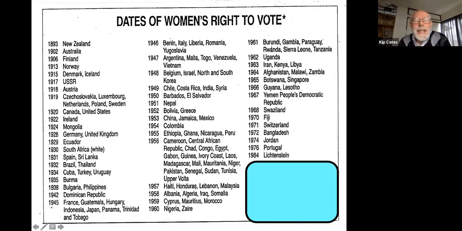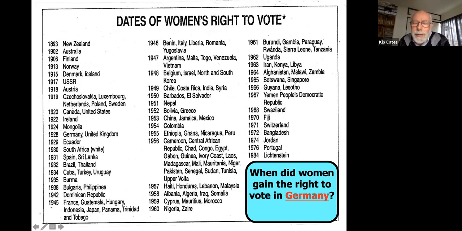This brings us to the next handout, giving students a list of the dates of women's right to vote. It's a fascinating list. Take a look. At the left, the earliest country, New Zealand in 1893, going all the way to the right, 1984, at the bottom on the right, Liechtenstein, European country, women didn't get the right to vote until 1984. So students are very curious, how does Japan rank with other countries? Japan was 1945.